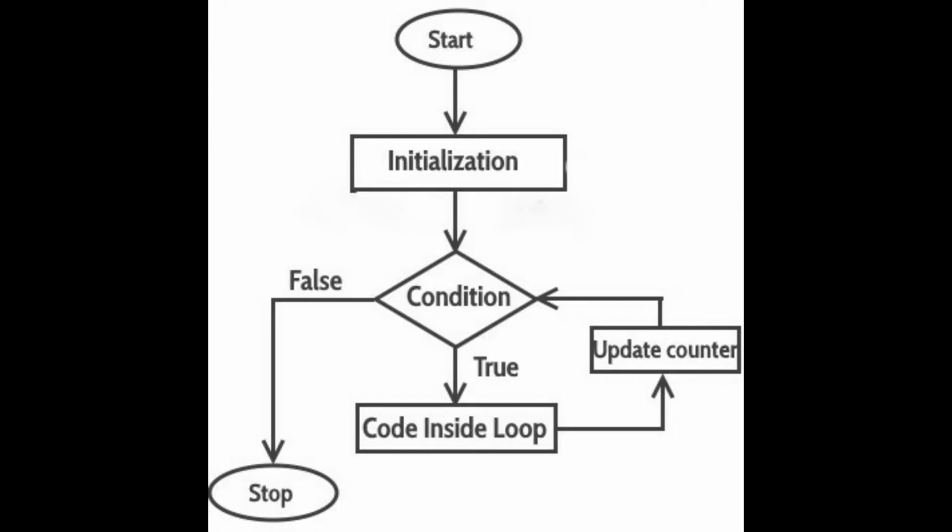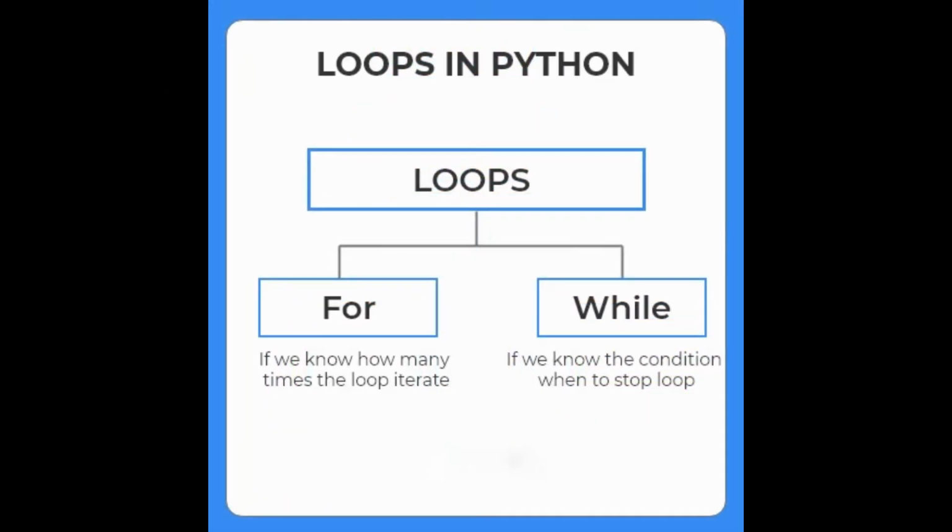So what are loops in Python? Basically, loops allow us to execute a statement or group of statements multiple times. Python has the following loops: for loop, while loop, and do while loop. But in this session, I will tell you about the for loop.